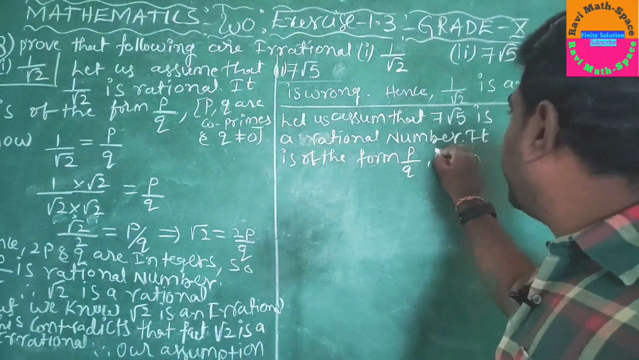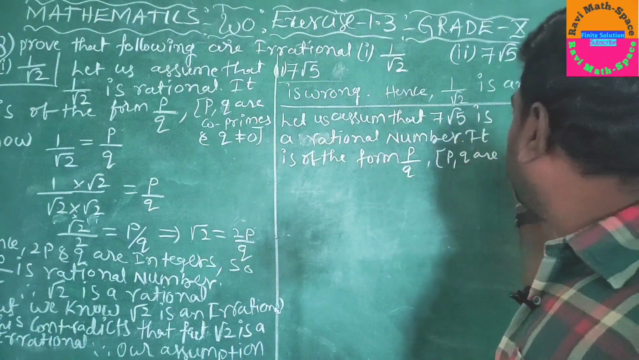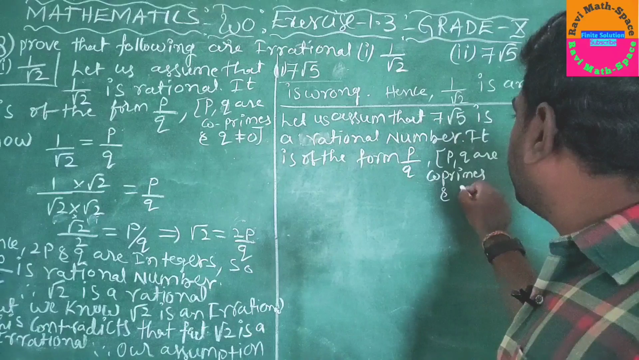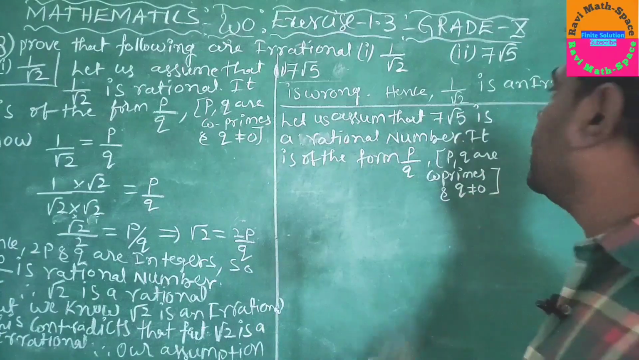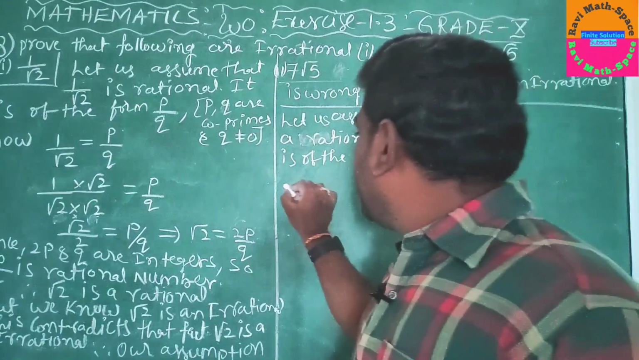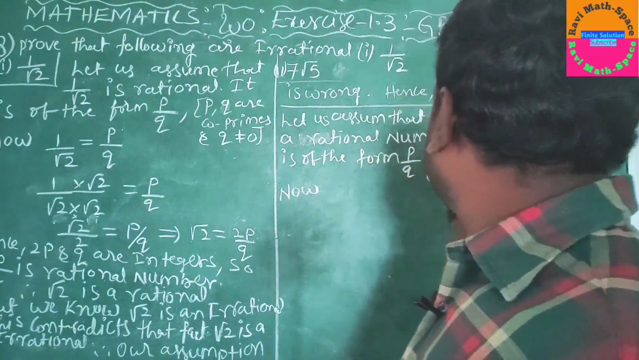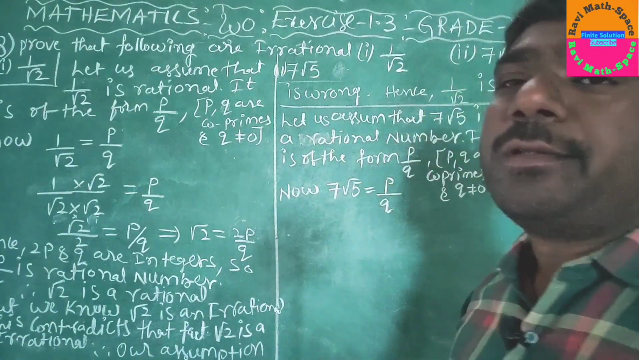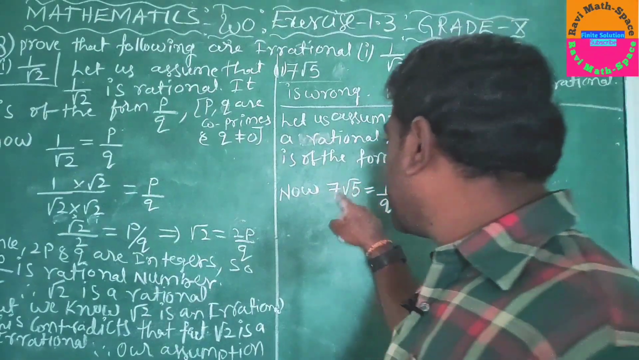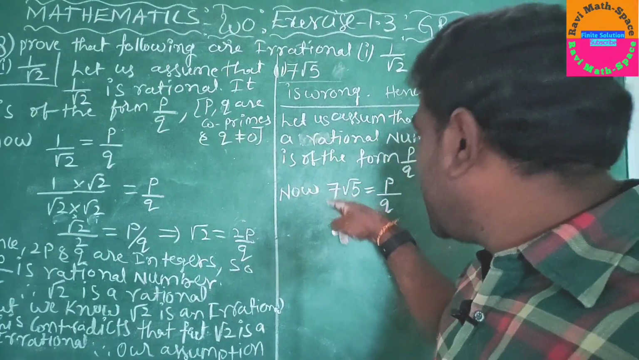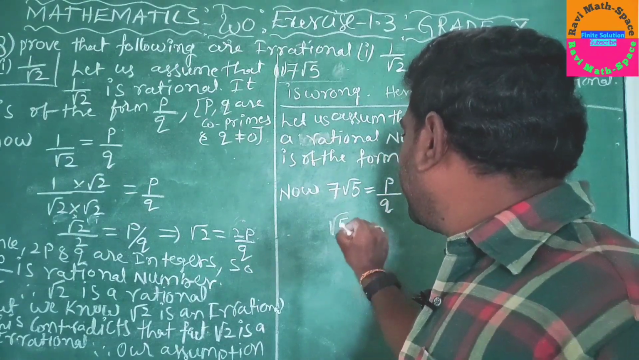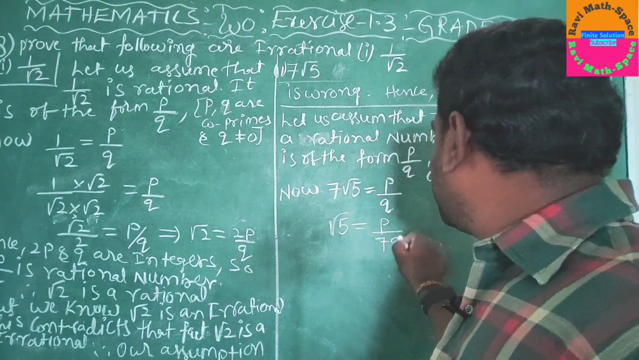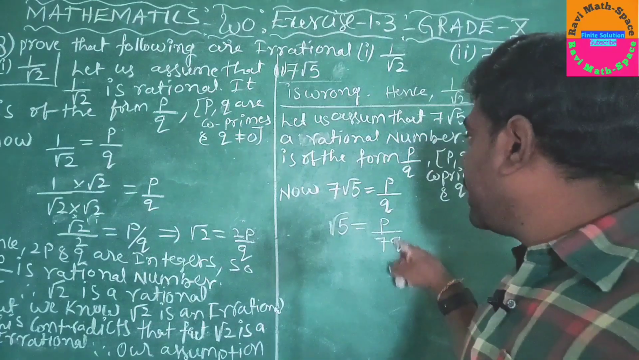Now here again write: p and q are co-primes and q not equal to 0. This is the rational number condition. Now 7 root 5 equal to p by q. What should we do? This is a combination of rational and irrational. This rational number is sent to this side. Then we can get root 5 is equal to p by 7q.